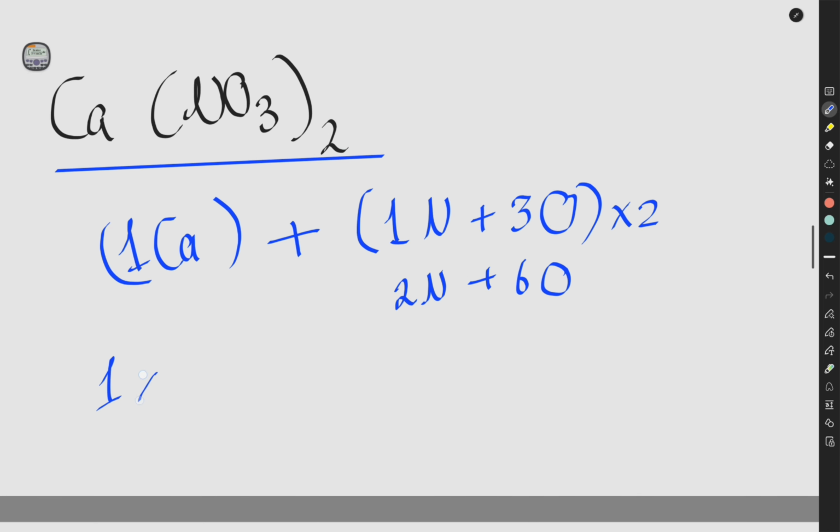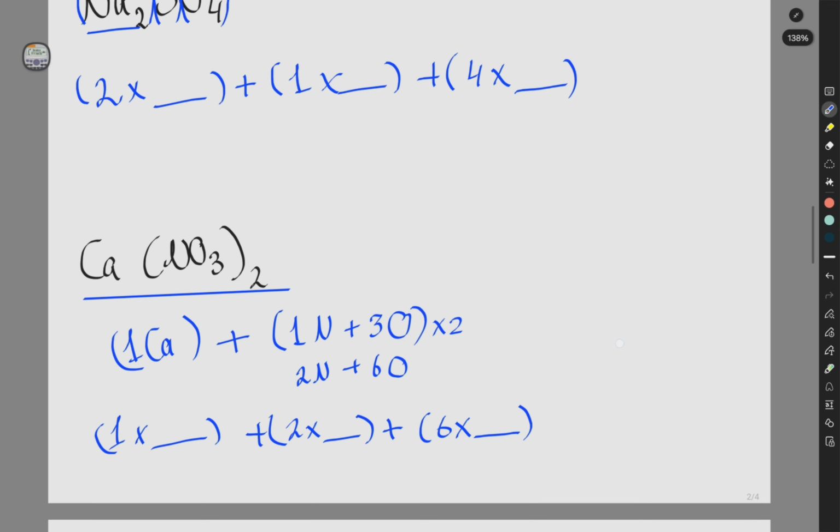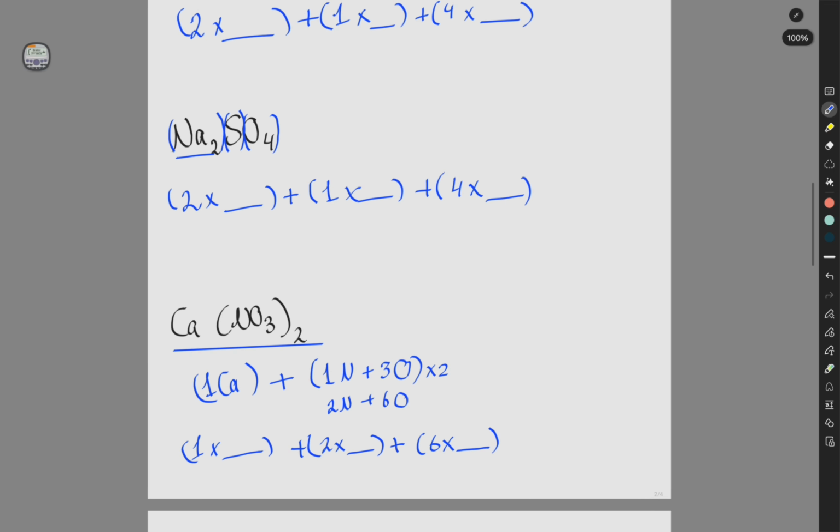And you say 1 multiply the mass number of calcium, which if you look at the periodic table, I think it's 40, plus 2 multiply whatever number is the mass number for N, which is nitrogen, plus 6 multiply whatever the mass number is for oxygen, which you'll find in the periodic table too. And then whatever answer you get, that should be the answer if you did this calculation.